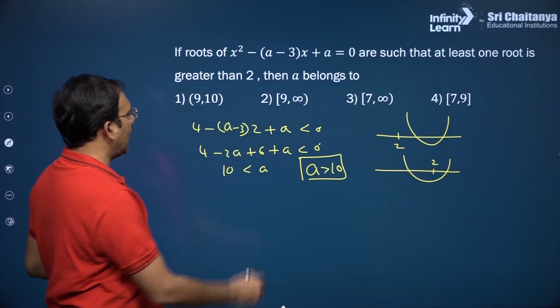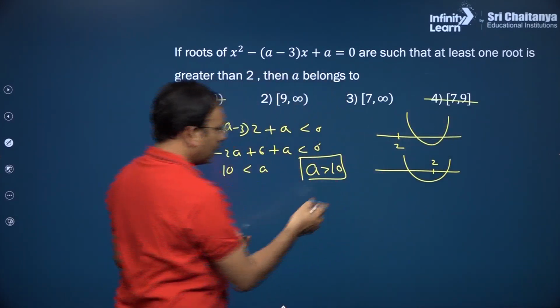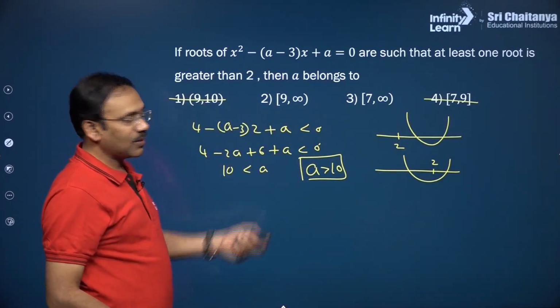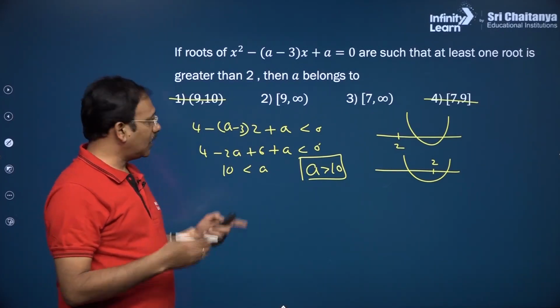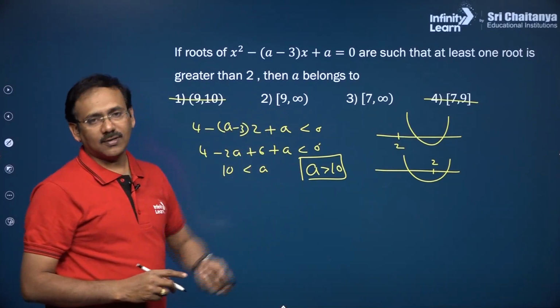So, from this I can immediately remove these two options, my dear friends, because when a greater than 10, undoubtedly one root more than 2 comes under this, but more than 2 number should be included. Now, answer is 2 or 3 is there.